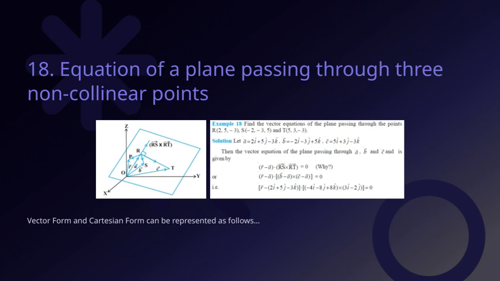Remember, the normal vector can be found by taking the cross product of two vectors lying on the plane. Once you have that normal vector, the equation of the plane can be written in a form like ax plus by plus cz equals d, where a, b, and c are the components of the normal vector. This method ties back to the overall theme of understanding different representations and equations in 3D space, allowing us to analyze and solve spatial problems more effectively.